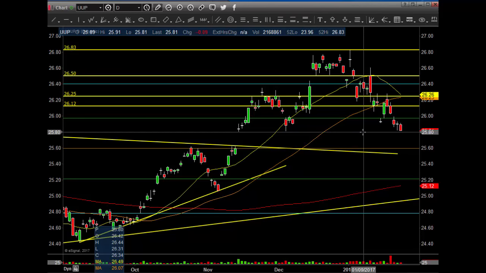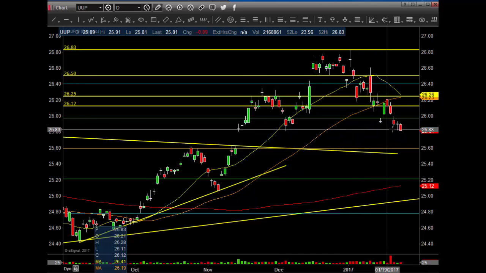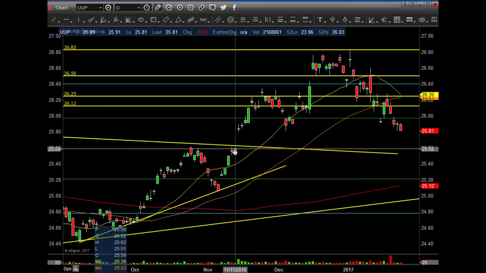UUP still pulling back. Are we at that trend line? I didn't look at this one today, so we're right there. Gosh, it closed right on top of that pivot. So tomorrow's going to be pivotal for this. If this thing starts to crack lower, then you're most likely going to gap fill in this little pivot here, which is right around, let's see, 25.59.